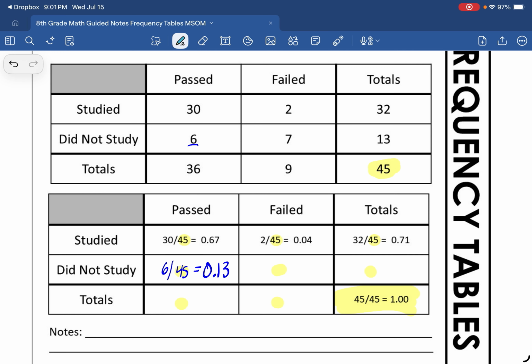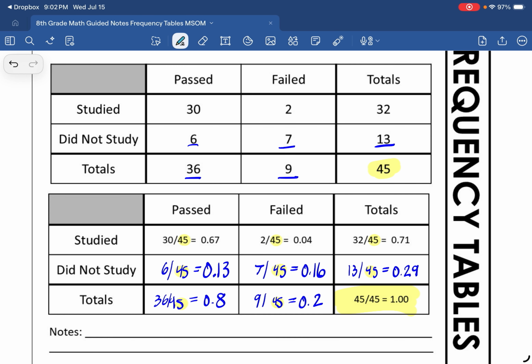The number of people that did not study and failed is 7, so I take 7 divided by 45, and that gives me 0.16. Now the total people that did not study is 13, so 13 divided by 45, and that gives me 0.29. The total people that passed is 36, 36 divided by 45, and that gives me 0.8. The number of people that failed is 9, so 9 divided by 45, and that gives me 0.2. That is a relative frequency table.